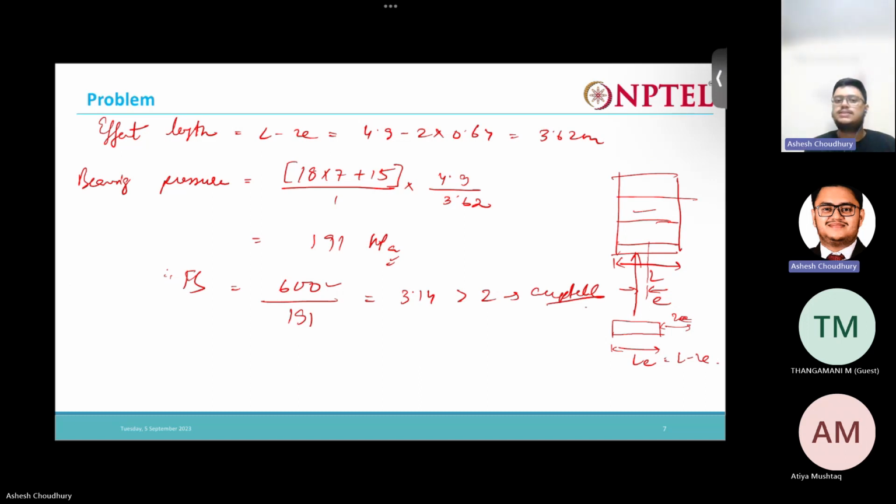So, external stability checks are complete. We did the sliding check, overturning check, and then the bearing pressure check. Done.